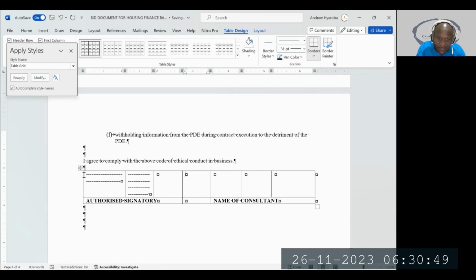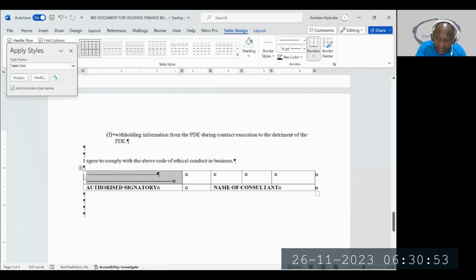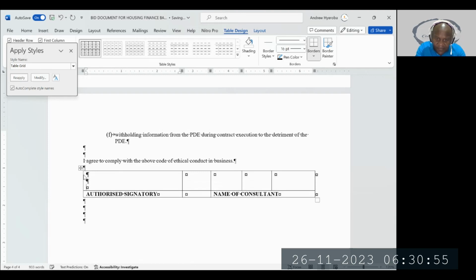It saves me a lot of mess, and I can draw my lines. Authorized signatory, that's where you sign, and then your name as the consultant, that's where you sign.